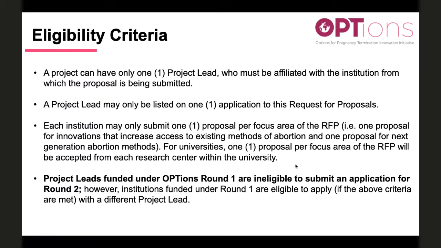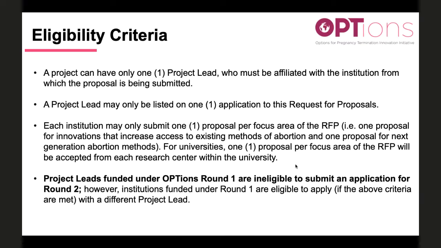Carrying on with the eligibility criteria, a project can only have one project lead who must be directly affiliated with the institution from which the proposal is being submitted. And that project lead may only submit one application. Each institution may only submit one proposal per area of focus of the RFP. So an institution could submit one application for increasing access and another application for next generation methods, assuming that the above criteria are met.